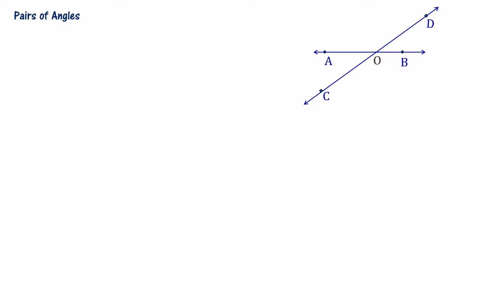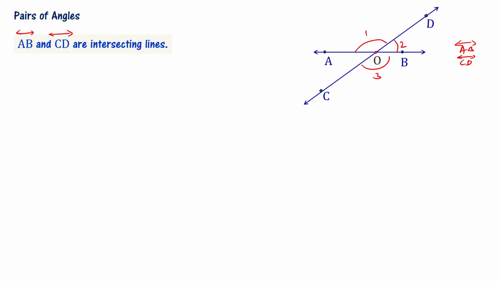Let us observe this figure. We have two lines. AB is a line and CD is another line. They are intersecting at point O, right? Because of the intersection, they are forming four angles. Let me mark them: angle 1, angle 2, angle 3 and angle 4, right? Now looking at that picture, can you say what are linear pair of angles?